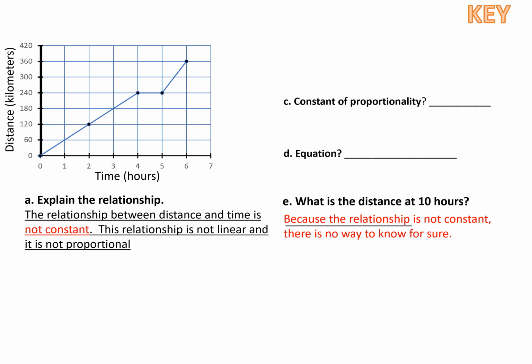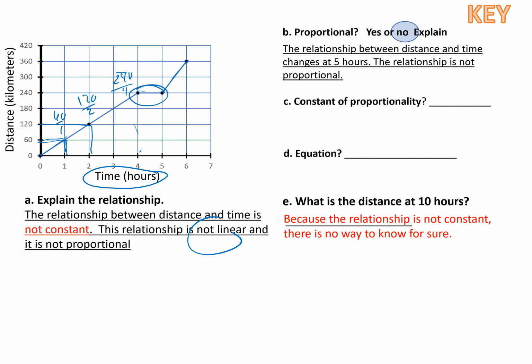So it's not constant. Time and distance. It's like someone drove at the same rate, 60 kilometers an hour. 120 divided by 2 is also 60. Then they got here, 240 divided by 4 is 60, but I guess maybe they parked for an hour to get something to eat. Then they got back in the car and started driving again. But it's not constant, and it's not even linear. It's linear for a minute, then it stops, then it picks back up again. So is it proportional? No.